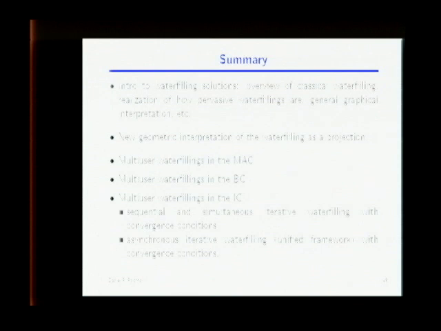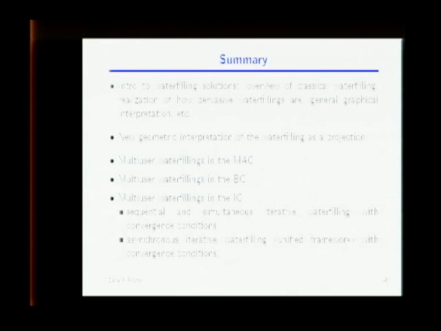We started with an introduction to waterfilling solutions from a single user perspective. We saw the classical waterfilling. Then we saw many different waterfillings in different areas of signal processing. And then we gave a more general graphical interpretation in three dimensions of the waterfilling. Then we saw this new geometric interpretation of the waterfilling as a projection. That was the key point to prove convergence later. Then we talked briefly about the role of waterfilling in the multi-user multiplexer channel, and in the multi-user broadcast channel.